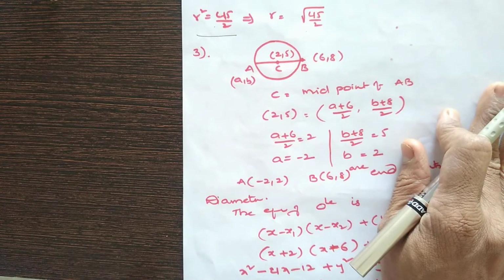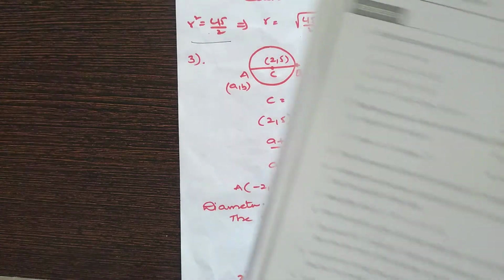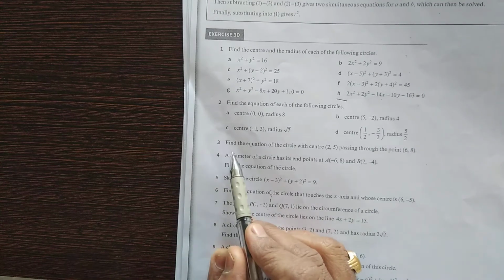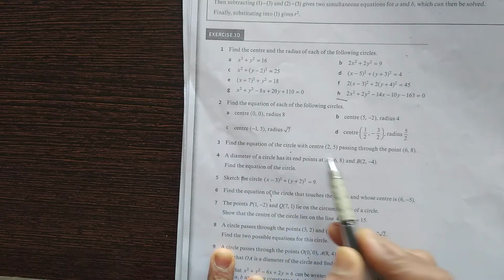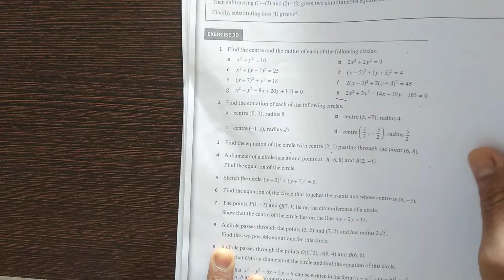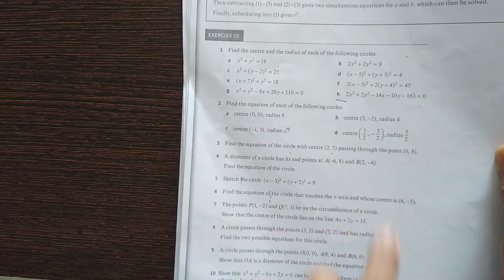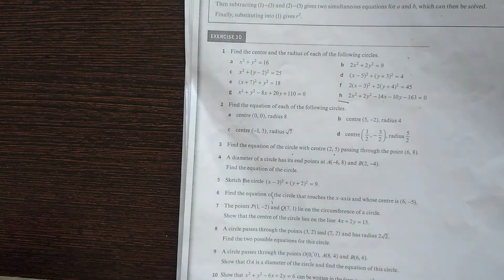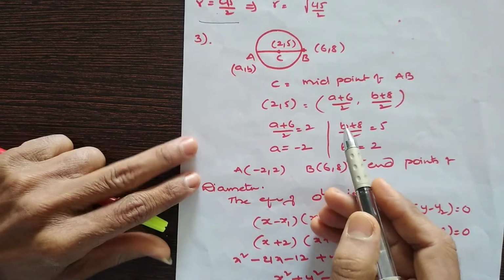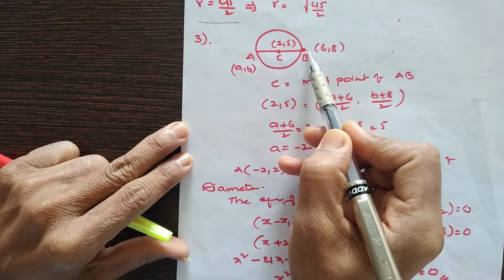In this same exercise I am going to explain the third problem. What is the third problem? See here, once look at here. So what is the third question? Find the equation of the circle with center 2 comma 5 passing through 6 comma 8. Okay? Find the equation of the circle with the center 2 comma 5 passing through 6 comma 8. Okay, now see here, the center is 2 comma 5 and it passes through 6 comma 8.